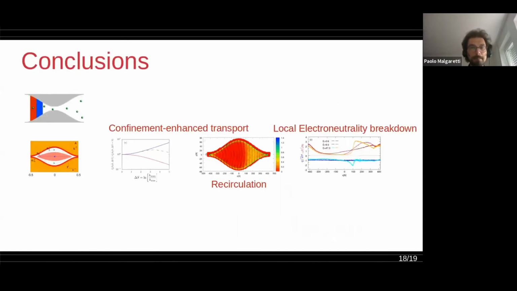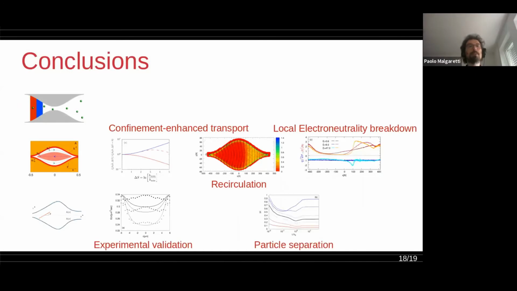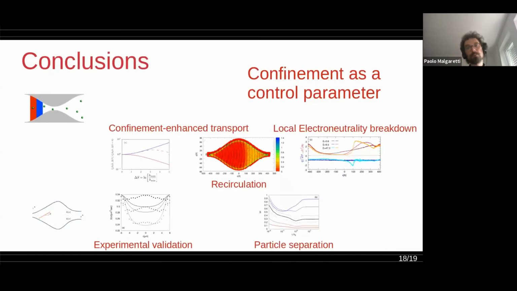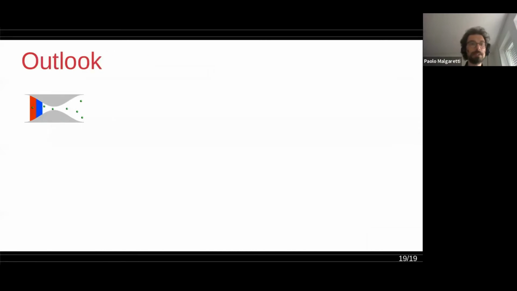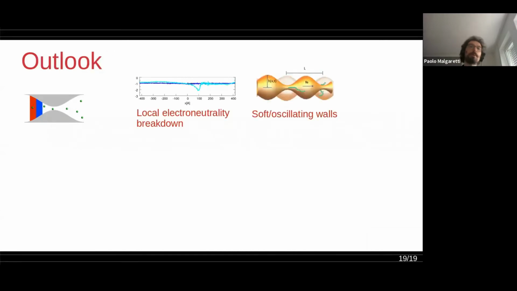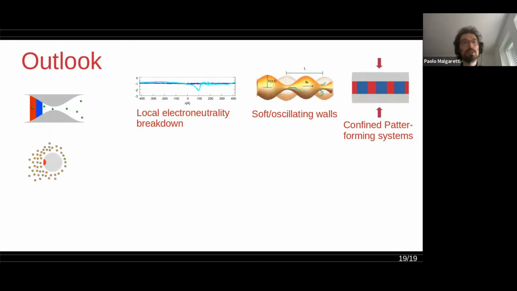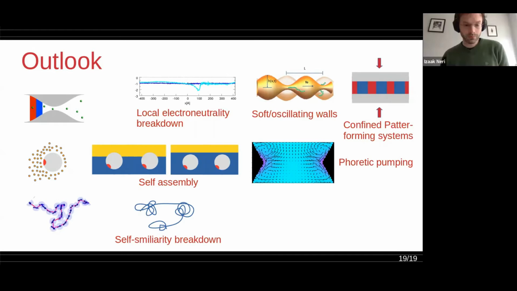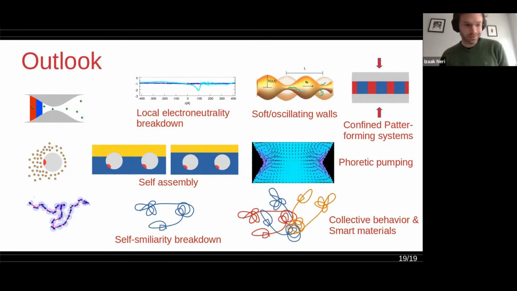This is a bit of a summary of what I showed you, that you can use this geometry to tune the performance of this confined system. Let me come to the final slide. I hope I have convinced you that confinement can be used as a control parameter, so you can use the geometry to control what's happening inside. I leave you with the last slide, an outlook of all the possible systems that this has been applied to, or is en route to being applied to. With this, I thank you very much for your attention, and I'm sorry for running out of time.